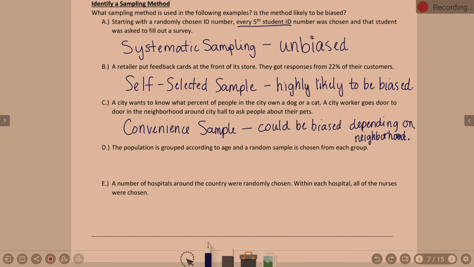Okay. D. The population is grouped according to age, and a random sample is chosen from each group. What was it? Stratified because you're grouping them by age. Okay. Taking a sample. Remember, stratified is dividing into groups with similar characteristics. What's our similar characteristic here? This is grouped according to age. So that does make it a stratified sample.